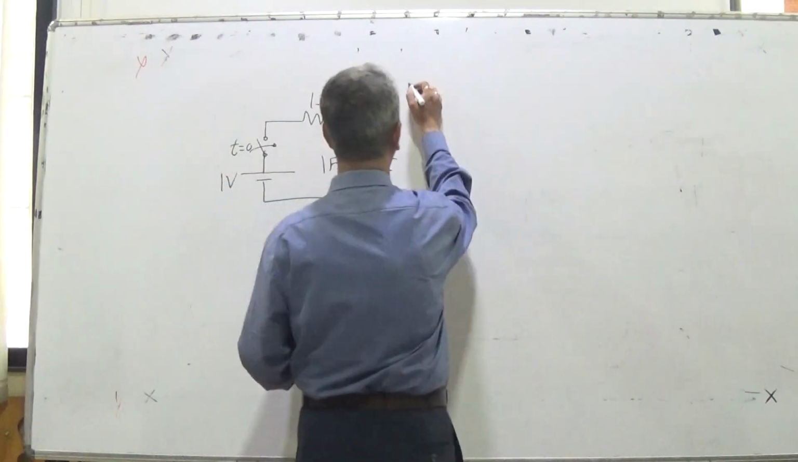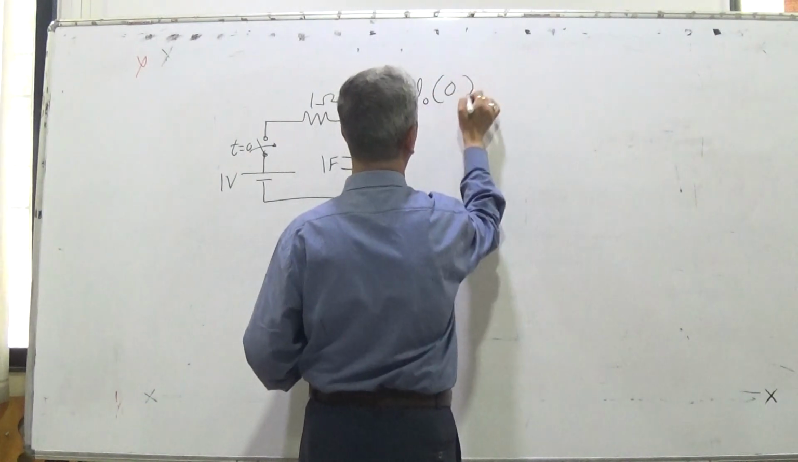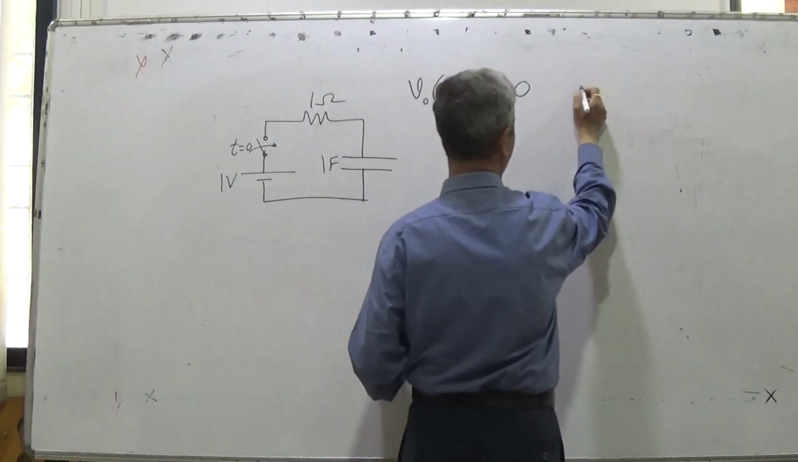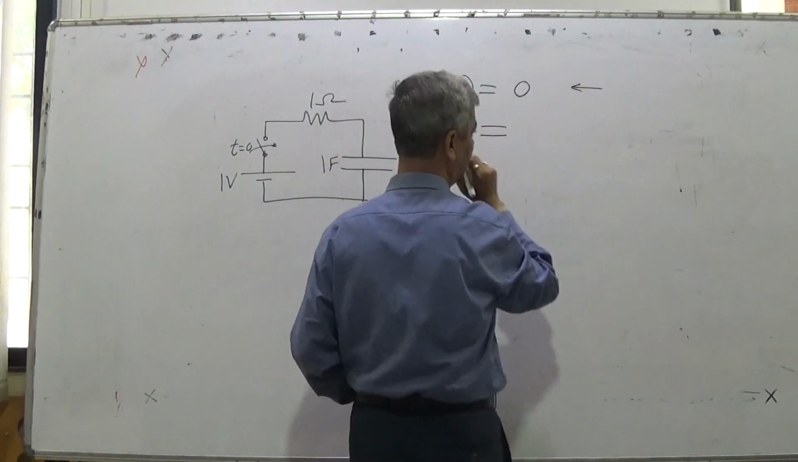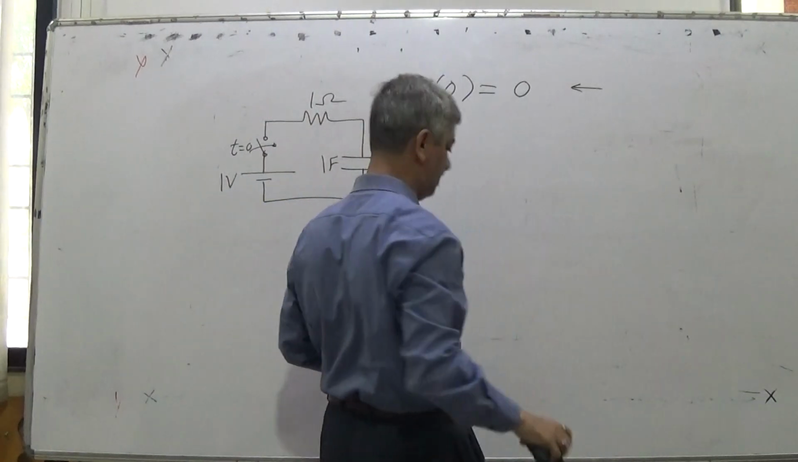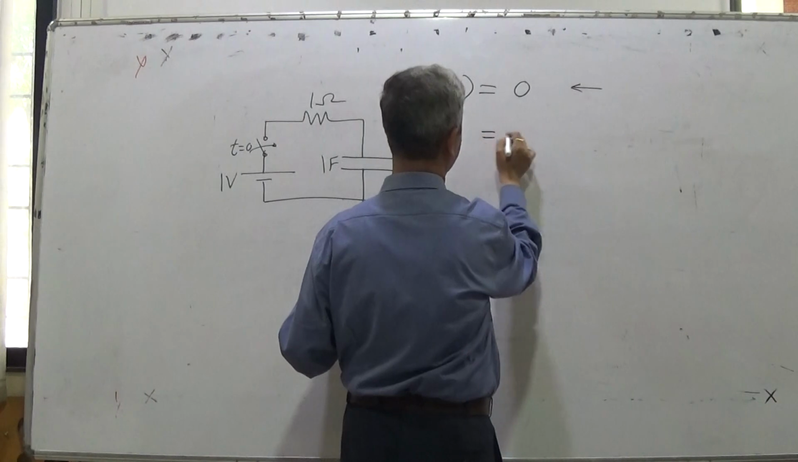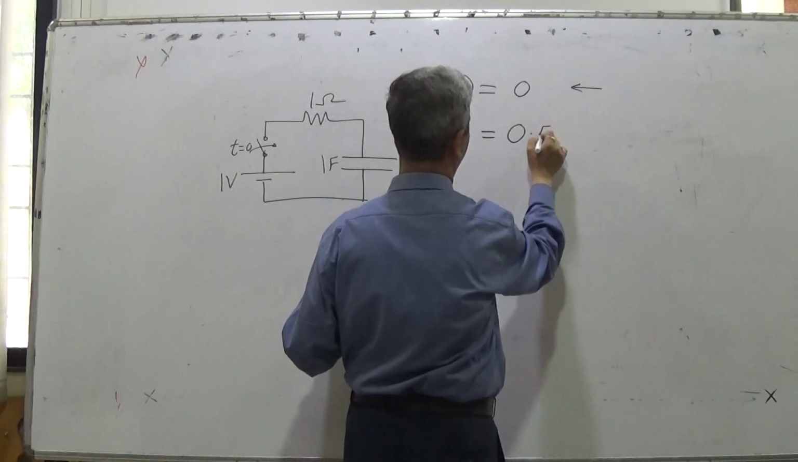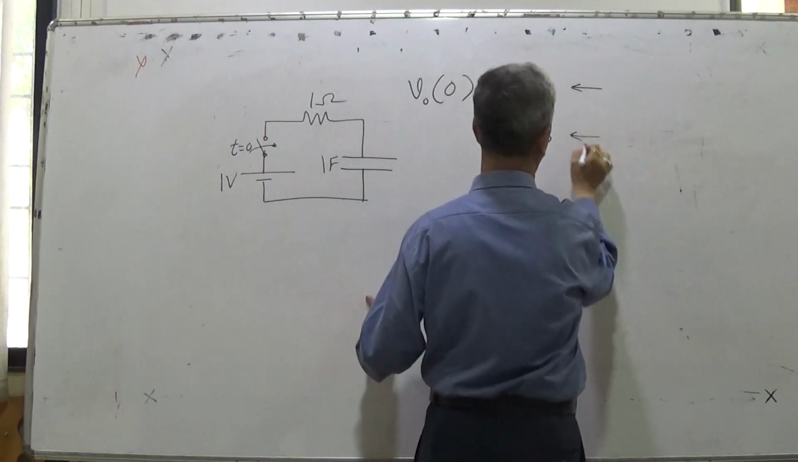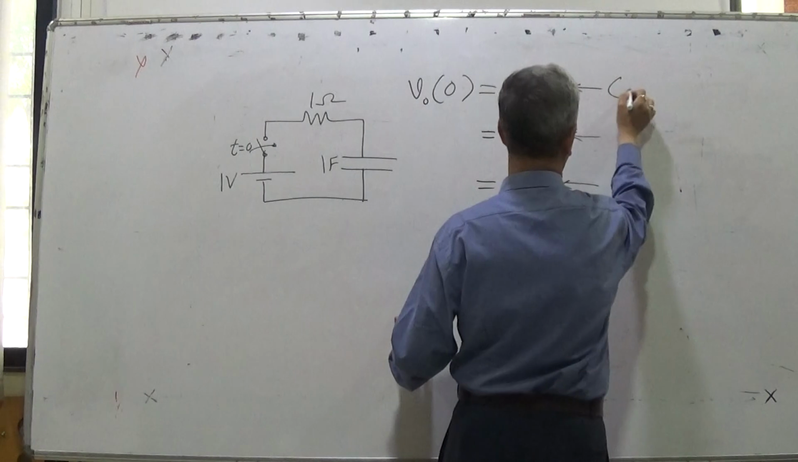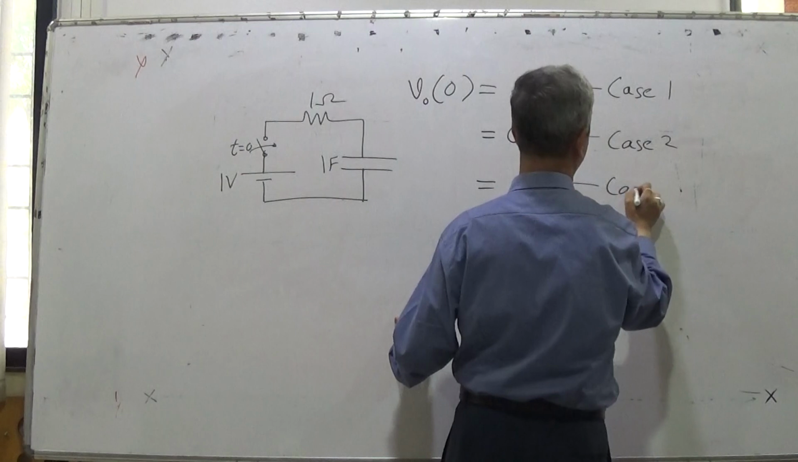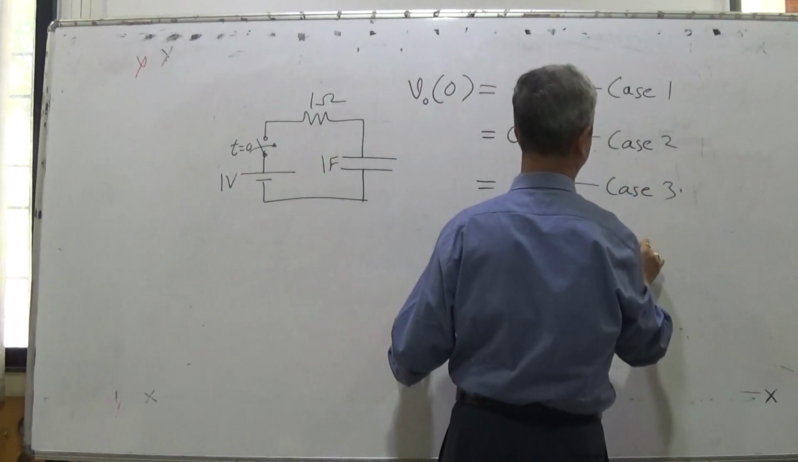So VO 0 is equal to 0, we have taken as case 1. Now you take different cases: 0.5 case 2, 2 case 3 and 1 case 4. Case 1 we have solved, case 2, case 3 and case 4.